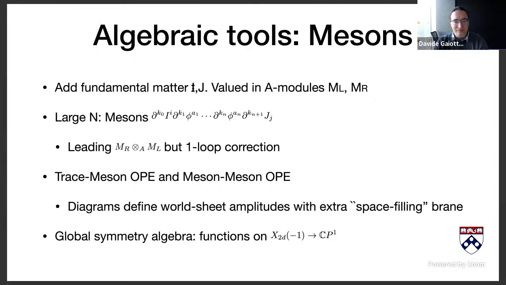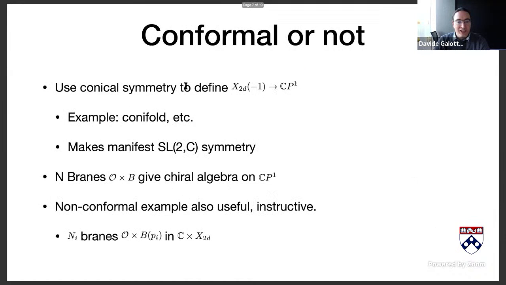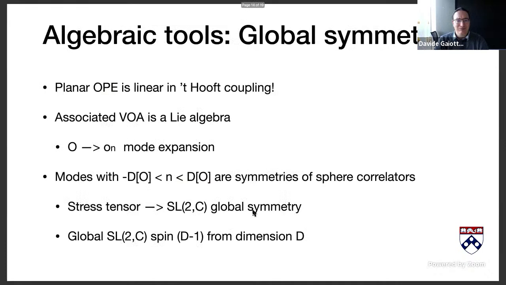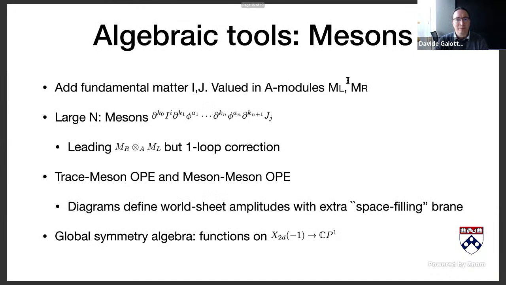We know what sort of data that involves. How would I get something like that? Well, if you have some other brane, like a space filling brane, you can look at 3-point functions, which are disks, which have part of the boundary corresponding to the original branes and part of the boundary corresponding to the new probe brane. And this will give you the correct coefficients to introduce the fundamental fields in the Lagrangian. So algebraically, these extra branes give you left and right modules for this algebra A. And you get fields valued in these modules.